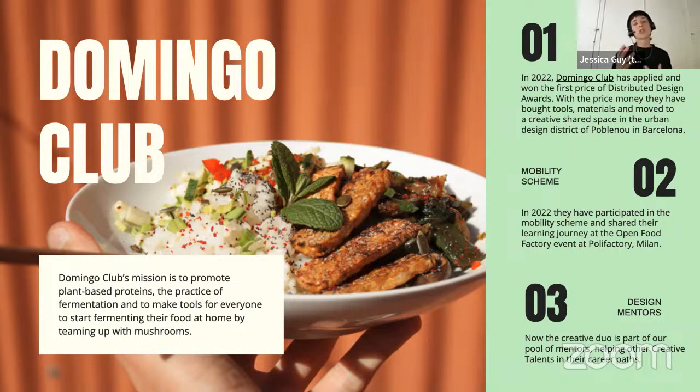Additionally, a year after, they took part in the mobility scheme, actually no longer being only a creative talent, but going into the role of someone who is teaching their practice. So in 2022 and last year, they used the mobility scheme to go to the Open Food Factory event, which was at Polifactory in Milan, which is the design department of the university there. And there they were able to talk about the work that they're doing, which I'm going to show in a moment in detail. And they were able to share and teach other people how to make tempe.